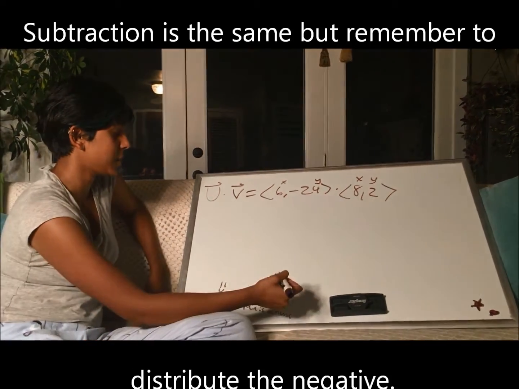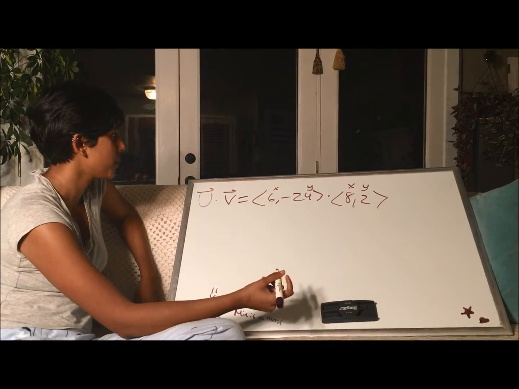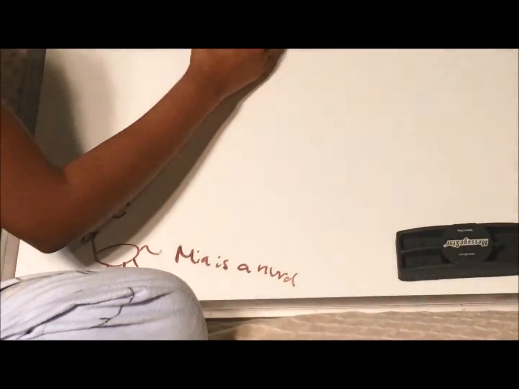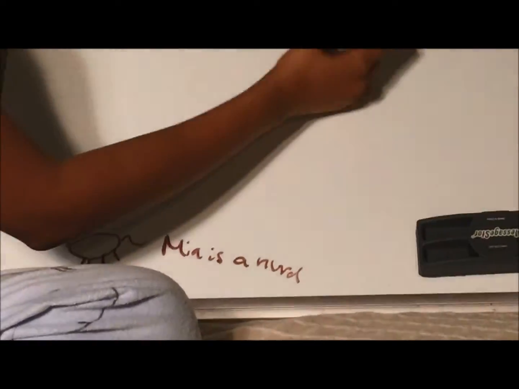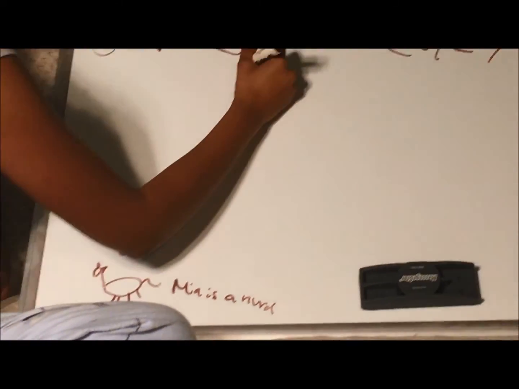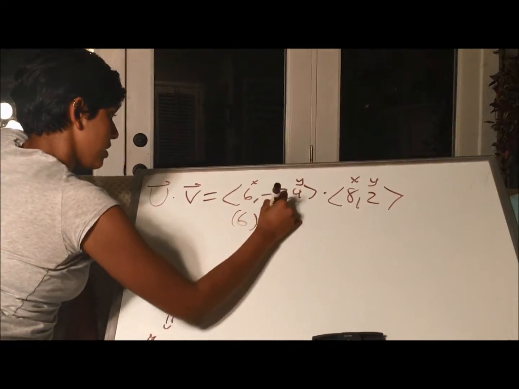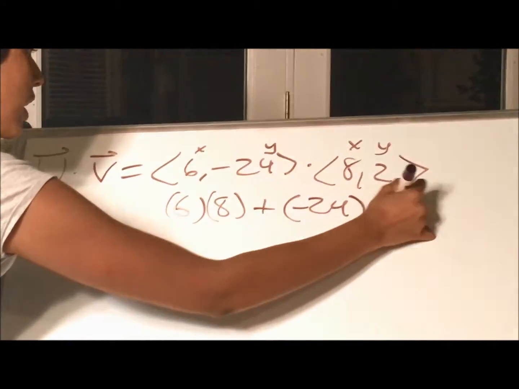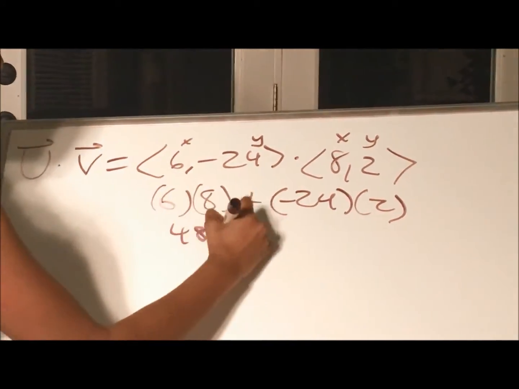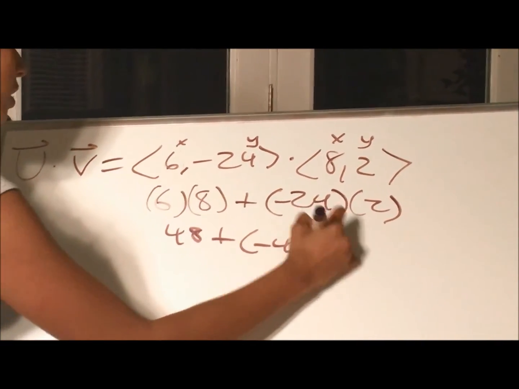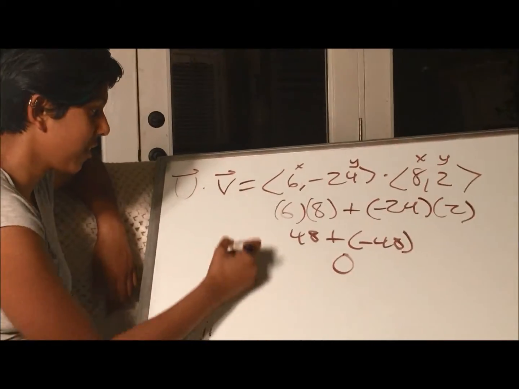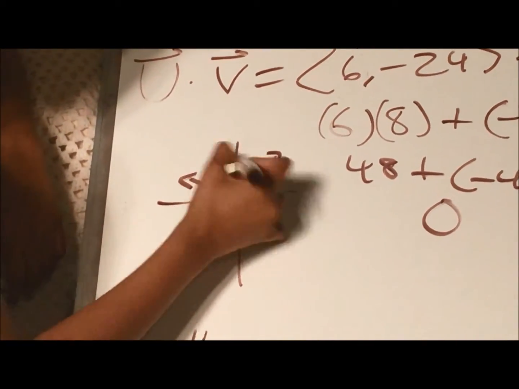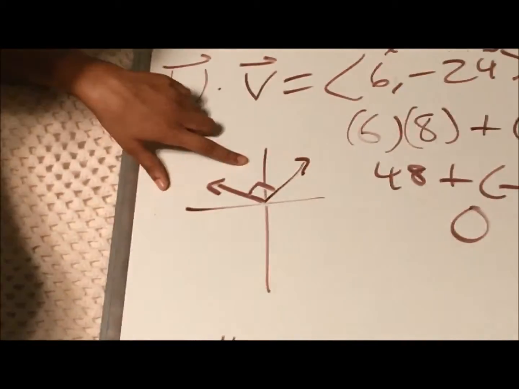Now that we've added and subtracted vectors, it's time to multiply them. It's a little more complicated than it might seem at first. What you do is multiply x and x and then add that to multiplying y and y. So in this example, 6 times 8 plus negative 24 times 2. 48 plus negative 48 is 0. It would be orthogonal, meaning the vectors would be perpendicular to each other, creating a 90-degree angle.